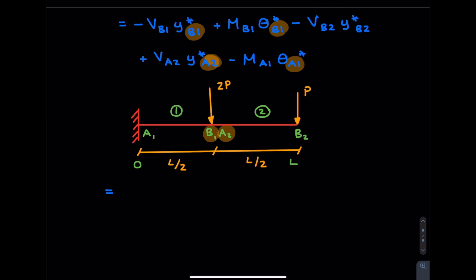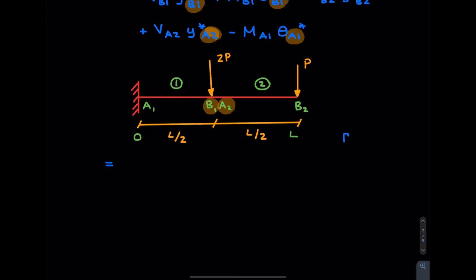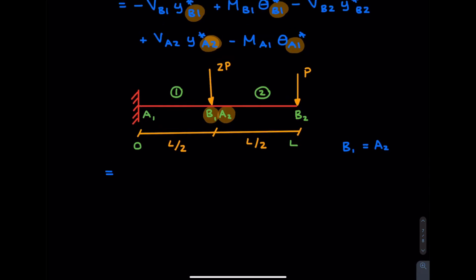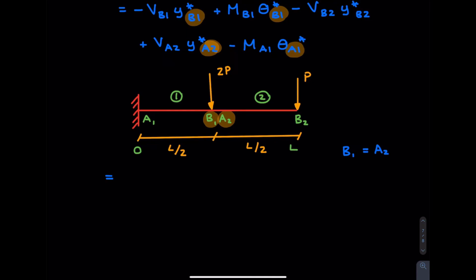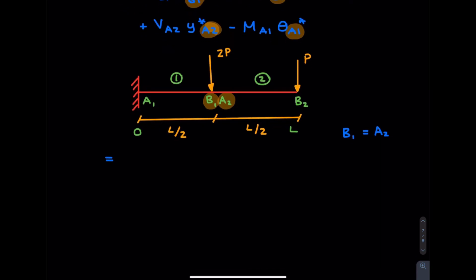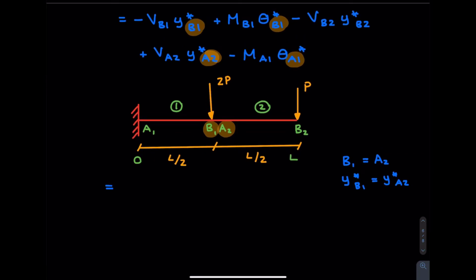So what I'm going to do is I'm going to say, all right, well, since we know that B1 is actually equal to A2 in terms of location. Now I'm going to keep that in mind in terms of location, and I'm going to explain why that changes a little bit later on. We can say, all right, well, y star of B1 is actually equal to, and I will write this down here, y star at B1 is equal to y star at A2. So because of that, I'm going to group all of those nice terms together. So I'm going to look around and say, all right, well, I got a shear at B1 and a shear at A2. Well, I'm going to group those together.